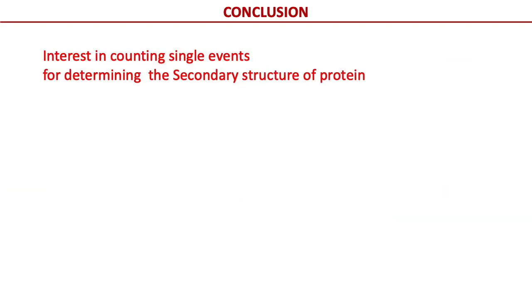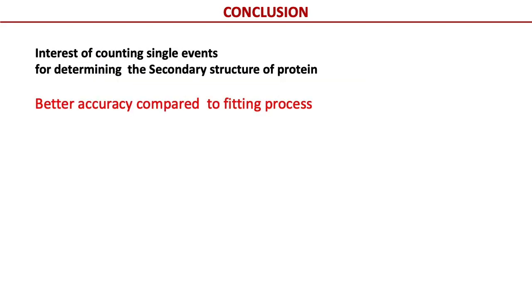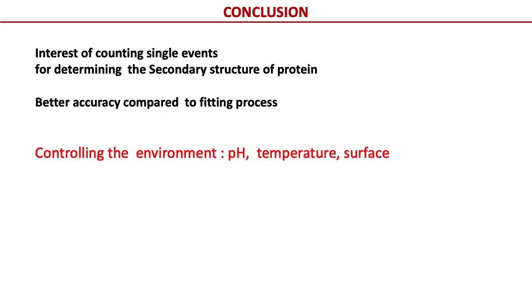To conclude, we hope we have convinced you of the interest of single protein measurements for determining the secondary structure of protein. Counting the spectra enables us to determine the structure transition with a better accuracy than a fitting procedure. Controlling the environment of the protein, such as the pH, the temperature, the surface, is of fundamental importance to orientate the protein and maintain the stability of the protein structure.